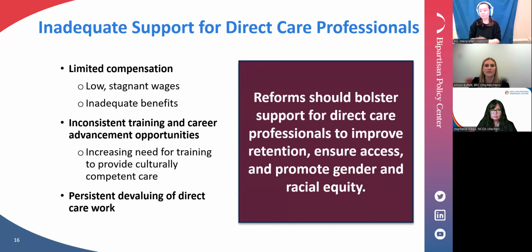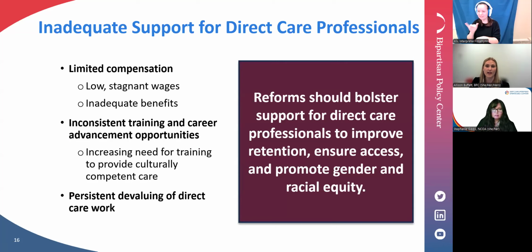Let's take a look first at the challenges contributing to the workforce shortage, which is that direct care professionals often have inadequate support, such as low compensation. Most direct care professionals are underpaid. For example, in 2022, the median pay for home health and personal care aides was $14.50 per hour, or around $30,000 a year total. This compensation is not competitive with other jobs that have similar entry-level requirements.